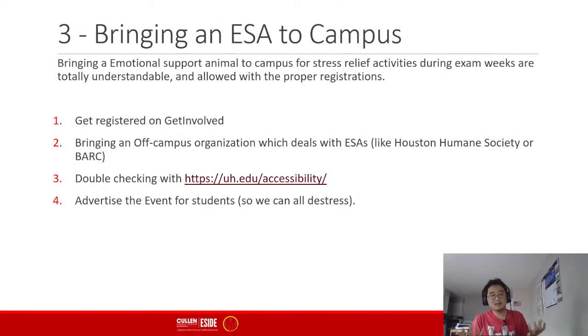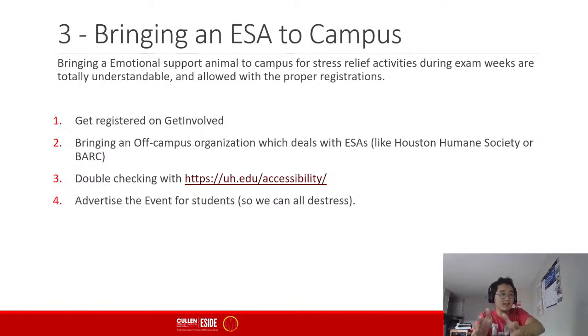Third, let's say you want to have an event where you bring an emotional support animal on campus. I wish I had my cat right now. Great. An emotional support animal is a great stress relief activity, and it's totally understandable and allowed with proper registration. First, make sure you file in Get Involved at least 14 days in advance. Second, you must bring an off-campus organization that deals with ESAs as an advisor. You cannot just say, here's my dog or here's my cat, he's an ESA, and I'm bringing them, right?